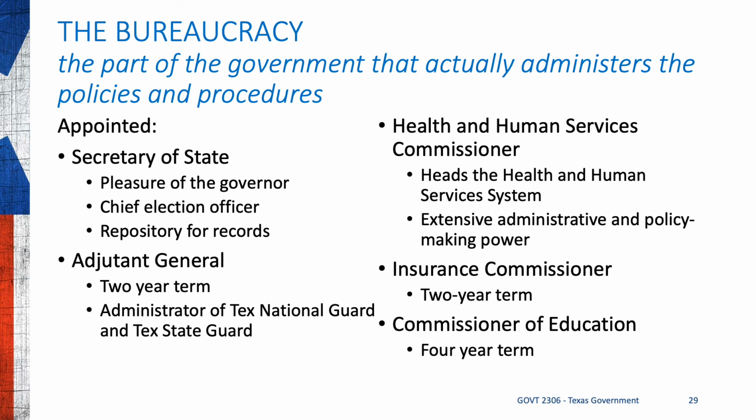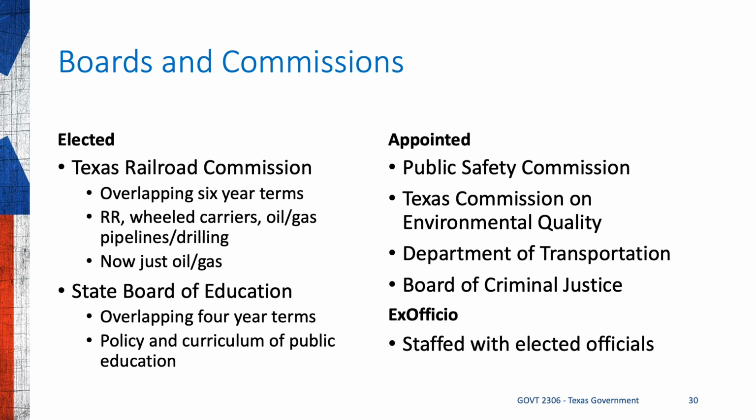The Commissioner of Education is the educational leader of the state, is in charge of the Texas Education Agency, serves a 4-year term, and is the liaison to the governor for the educational system in Texas. A few more people in the bureaucracy.